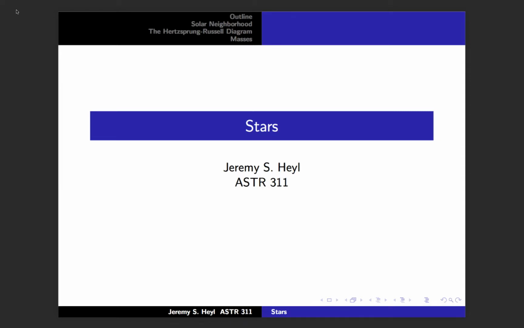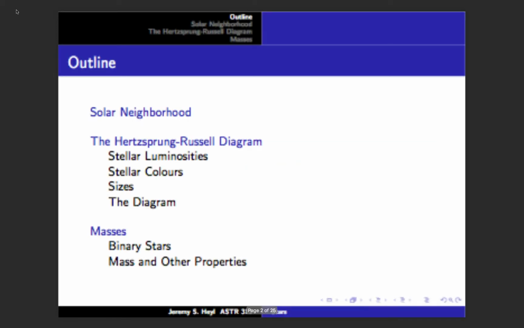Stars. Maybe everyone's going to see stars now. So I'm going to first talk about our solar neighborhood. Now that we've gotten things down to scale, I'm going to squeeze the nearest stars into a little diagram to show where everyone lives. And then we'll start talking about the patterns of when we look at different stars, what sort of patterns they fall into.